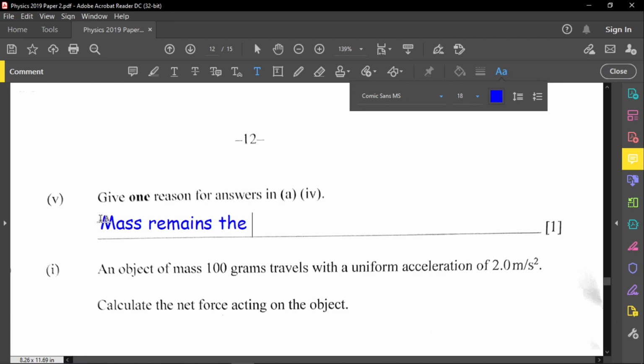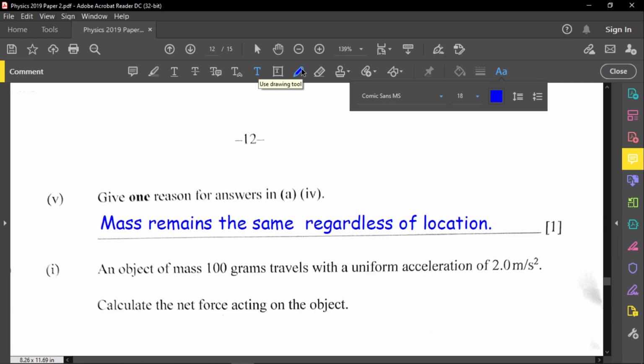Mass remains the same regardless of location, right? And put this in, regardless of location. But I want to tell you why the mass of any object does not change regardless of where you go. It is simply because mass is a measure of the amount of matter or particles within that object. So no matter where you take that object, the same particles will be in it, which means the same mass. Or in other words, the same amount of matter is still in that object, regardless of where you take it. And that is why mass remains the same.